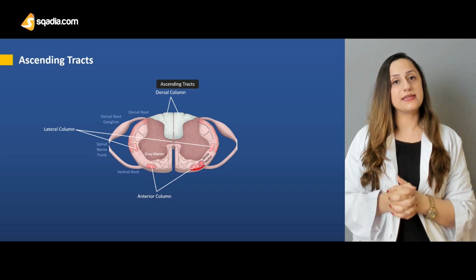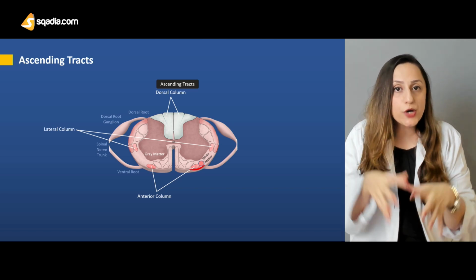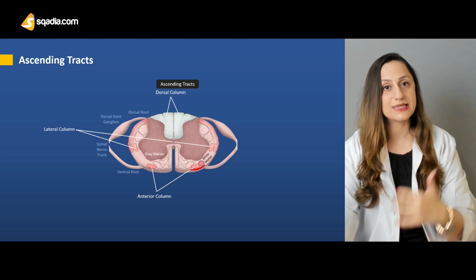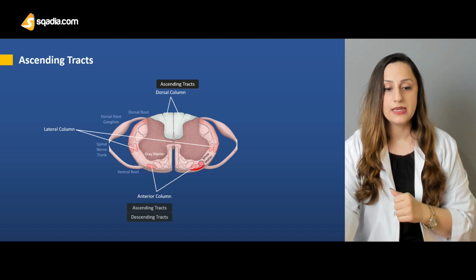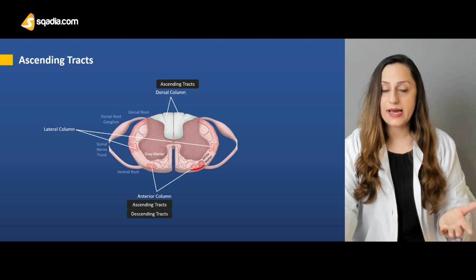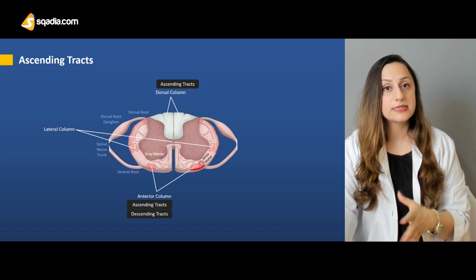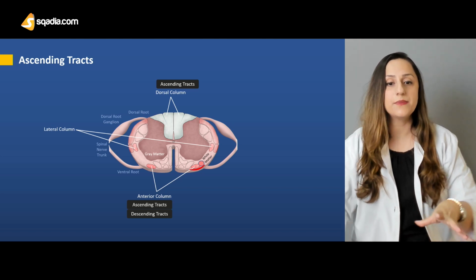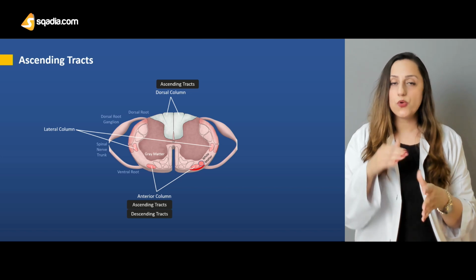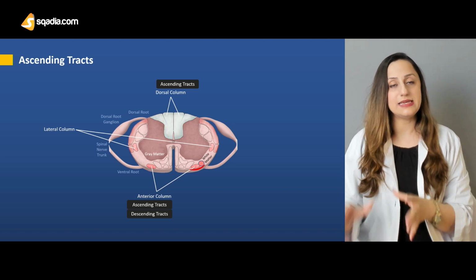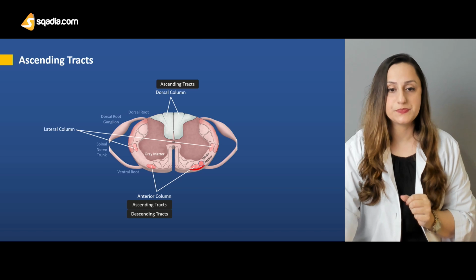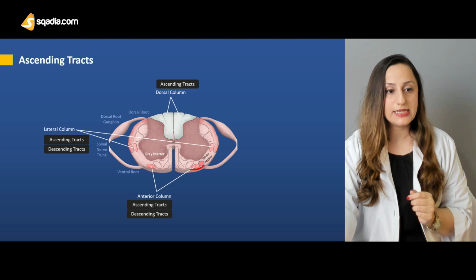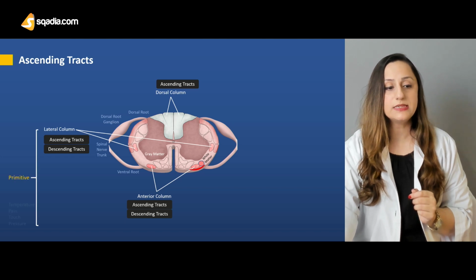And all of the ascending tracts are going to be incorporated into these particular areas, the dorsal, the anterior, as well as the lateral areas. And the descending tracts are also present, and they're coupled up along with the ascending tracts in the same areas as well. So for now, we'd be discussing just the ascending tracts over here. Even laterally, the ascending and the descending tracts are present.